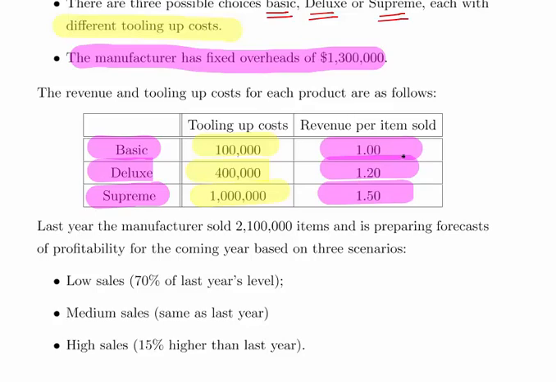So essentially we assume that they're selling as usual, if you get me, but they get a bit more revenue per product depending on which product specification they're selling. Okay. Now, last year the manufacturer sold 2.1 million items, and is preparing forecasts of profitability for the coming year based on three scenarios.